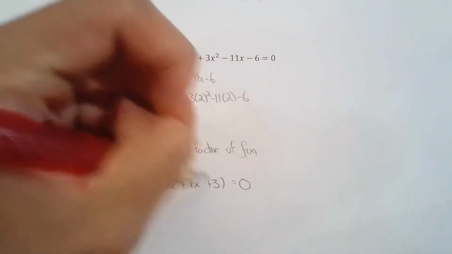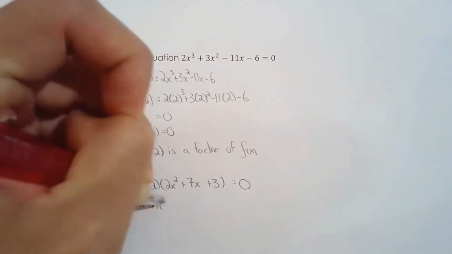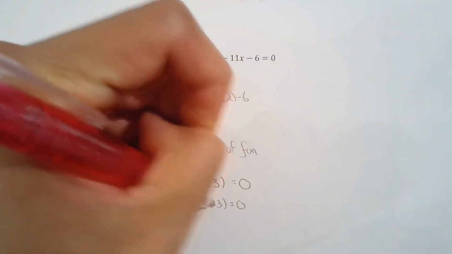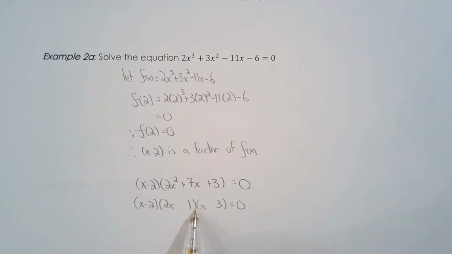Alright, so now factor this complex trinomial. So I'm going to put a 3 here and a 1 here because this will make 6. 6 and 1 will give me the 7.